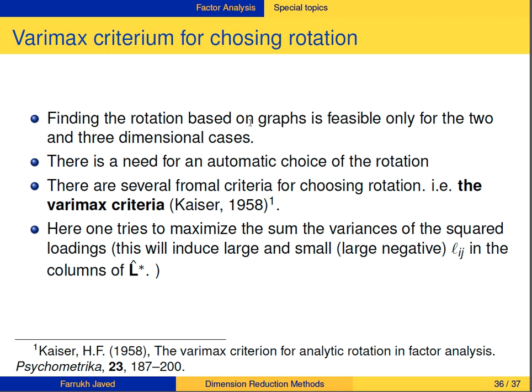Finding the rotation based on graphs is feasible only for the 2 and 3 dimensional cases, and there is a need for an automatic choice of rotation, and there are of course several criteria. One famous criterion is the varimax criterion, and when you work with SPSS on this problem, you will see this there. So here one tries to maximize the sum of variances of the squared loadings in the columns of L. By this, L is the total matrix of loadings for both of the factors, you can say.